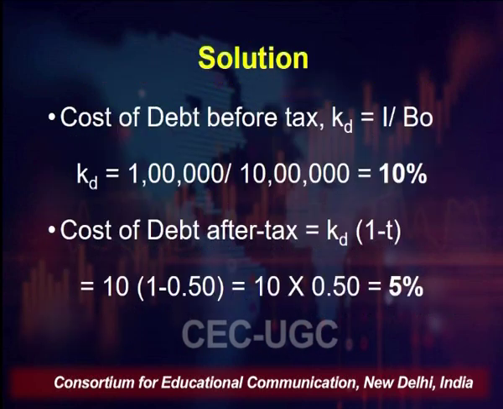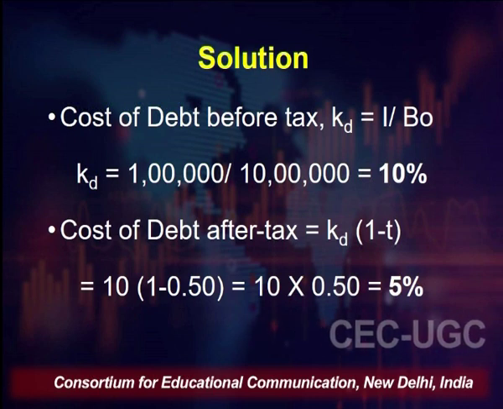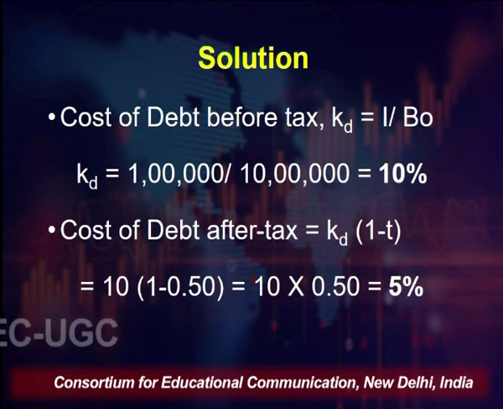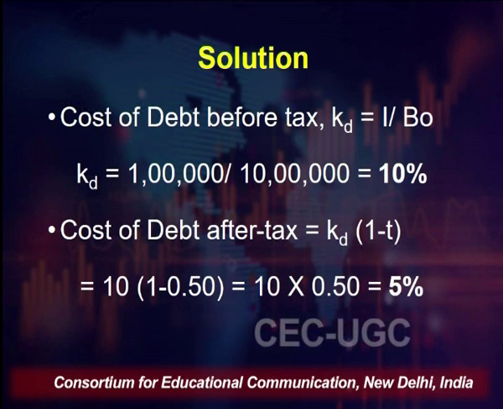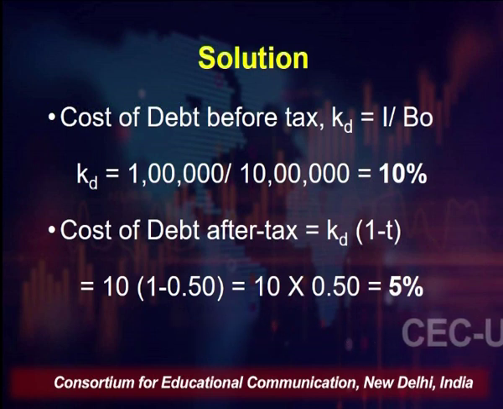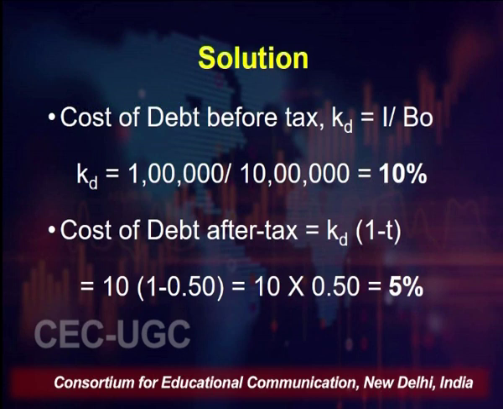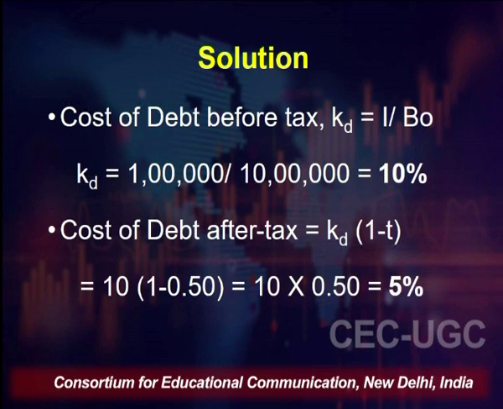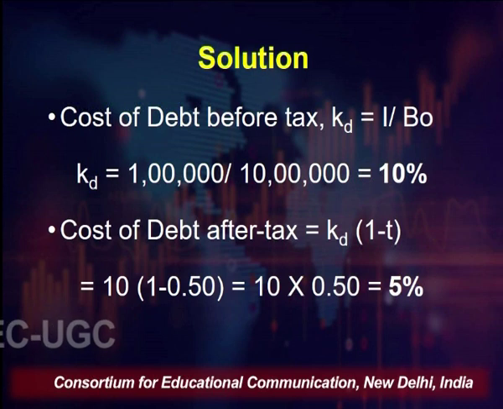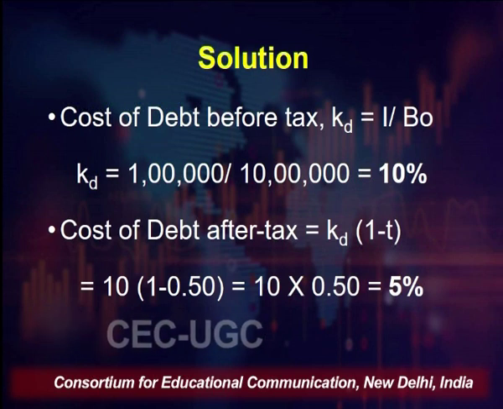So, the cost of debt before tax will be equal to interest divided by value of bond. So, interest in this case is 10% of 10 lakh, which is 1 lakh rupees, divided by value of bond, that is 10 lakh rupees. So, 1 lakh divided by 10 lakh is 10%. There is a simple formula or very basic thing to calculate cost of debt, interest divided by bond value, and here in the first case the value is 10%.